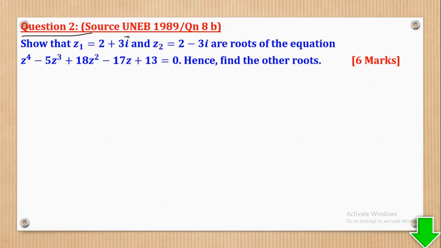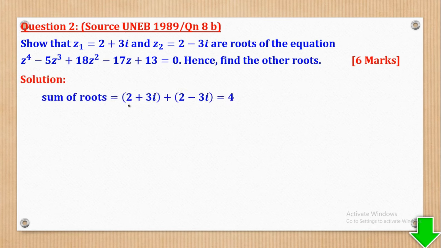Then question 2 came from UNEB 1989 paper 1 question 8b and says show that z1, which is this, and z2, which is this, are the roots of the equation this, and hence find the other roots. So here they have helped us. They're giving us a complex number and its conjugate. So we shall do the same procedure.